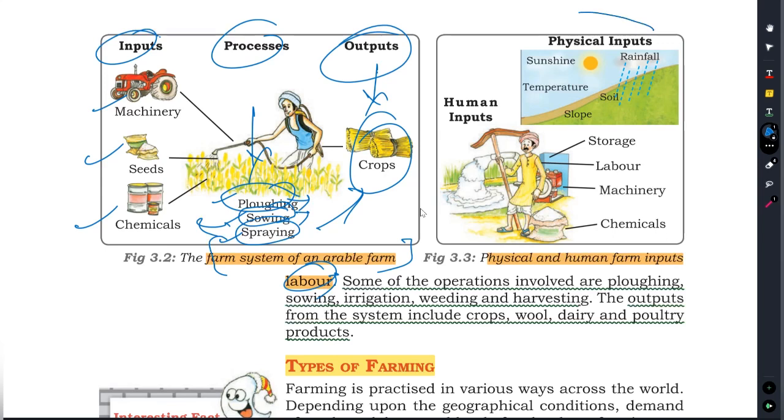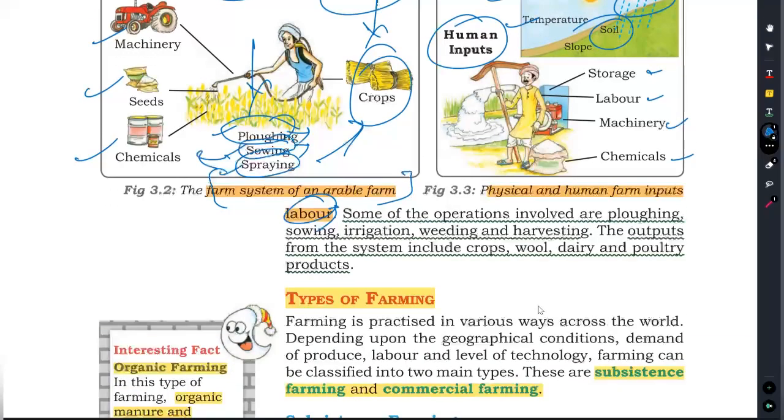What are some physical inputs? Sunshine, temperature, soil and rainfall, which you get naturally. Human inputs are storage, labor, machinery and chemicals. Some of the operations involved are plowing, sowing, irrigation, weeding and harvesting. These are the operations involved in the agriculture or farming system. The outputs which you get from the system are crops, wool, dairy and poultry products. All these are the output products which you get from the farm system.